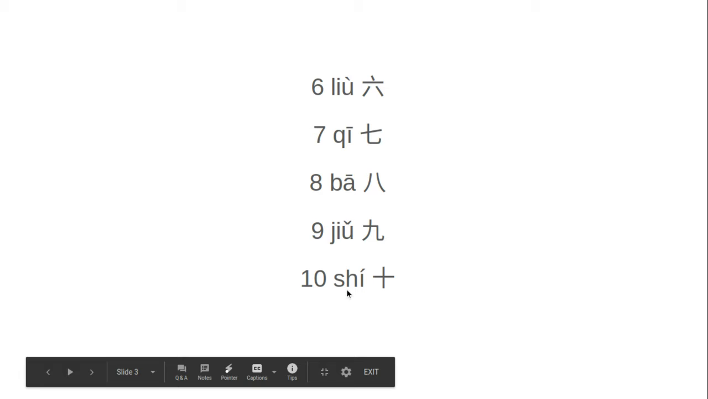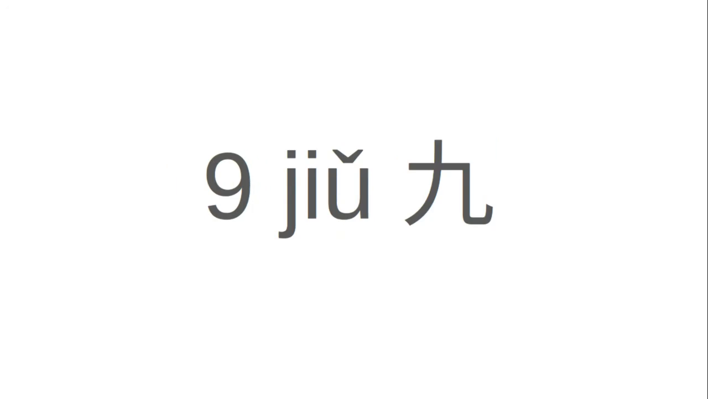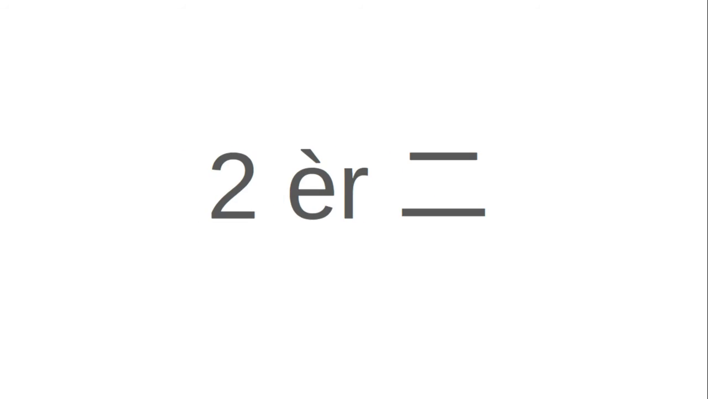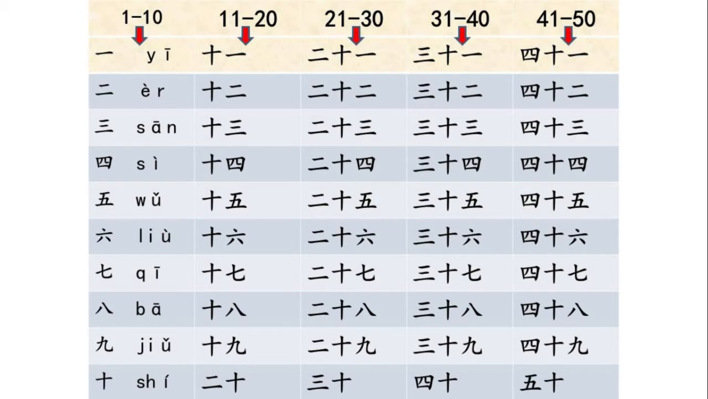So let's go through the numbers 1 through 10. 一、二、三、四、五、六、七、八、九、十. We better do that one more time before we look at that complicated chart, which is going to help us say our age. 一、二、三、四、五、六、七、八、九、十.